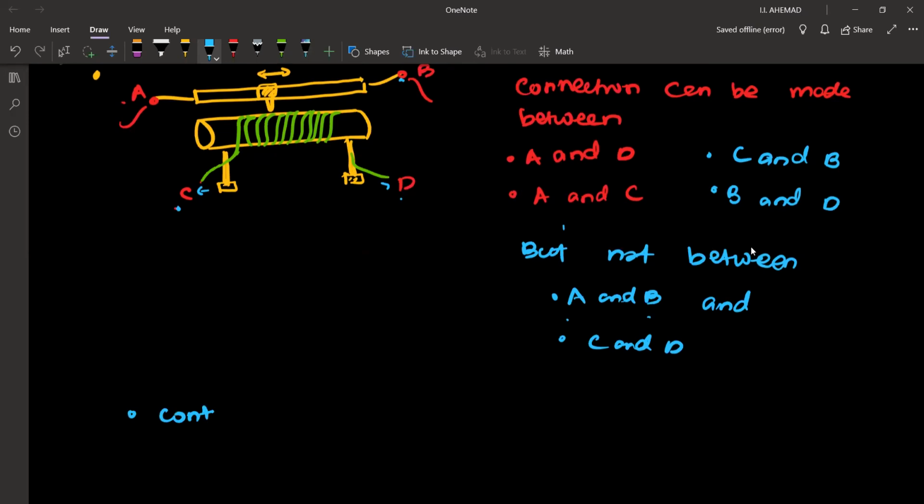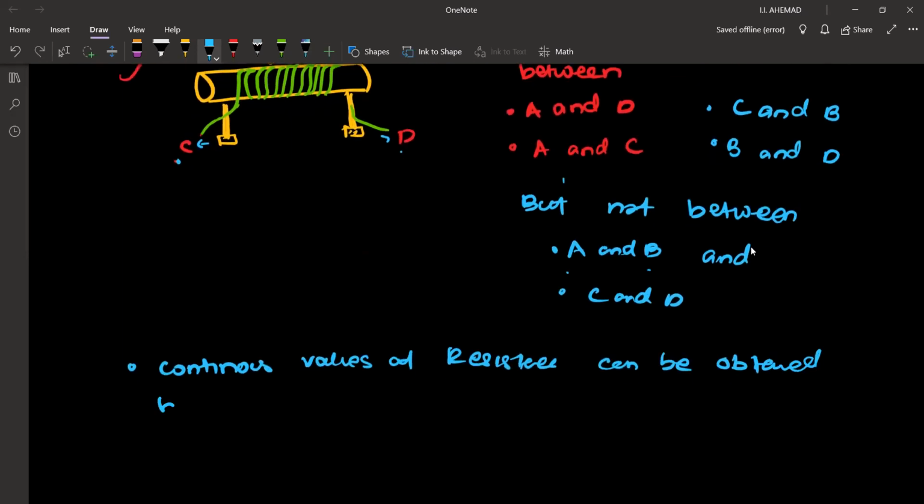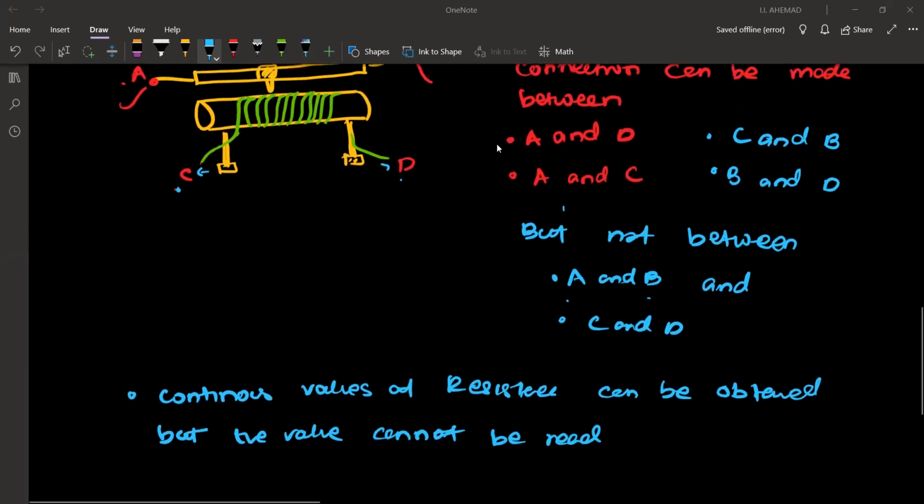So here continuous values of resistance can be obtained, but the value cannot be read. The value cannot be read. Okay, noted.